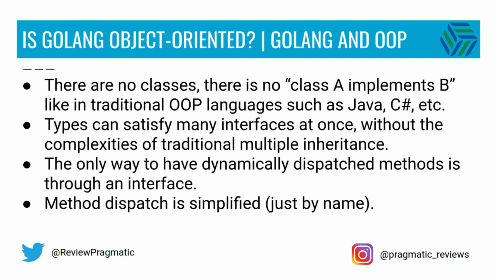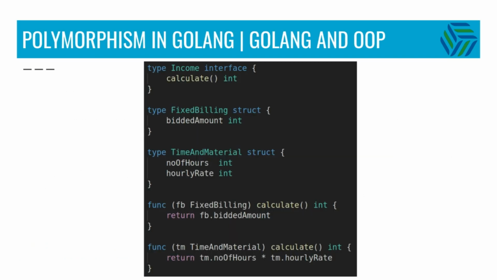So there are no classes, there is no class A implements B, like in traditional object-oriented languages such as Java, C#, etc. Types can satisfy more than one interface without the complexity of traditional multiple inheritance. The only way to have dynamically dispatched methods is through an interface, and the method dispatching is simplified and performed just by the name of the function. So we can achieve polymorphism in Golang by implementing the same interface by more than one struct.